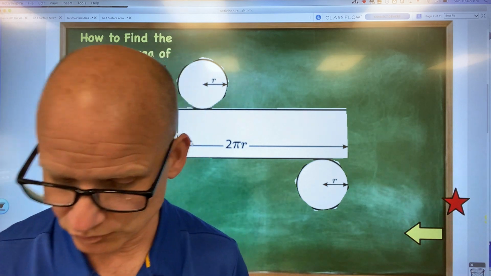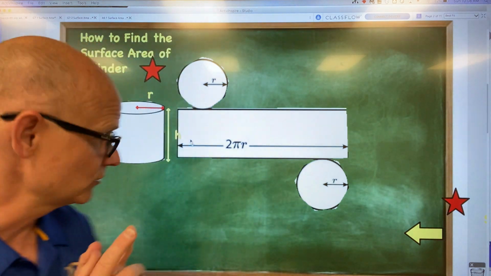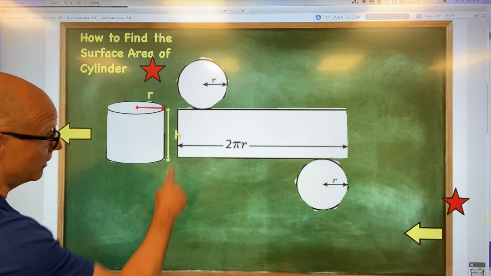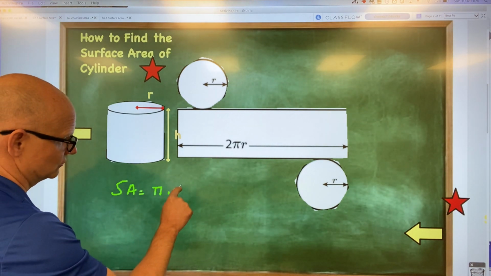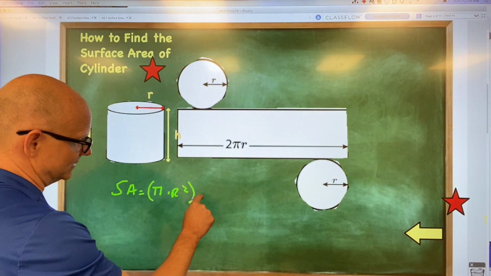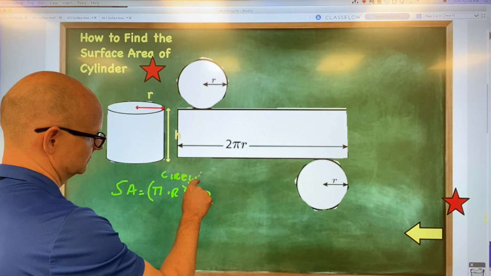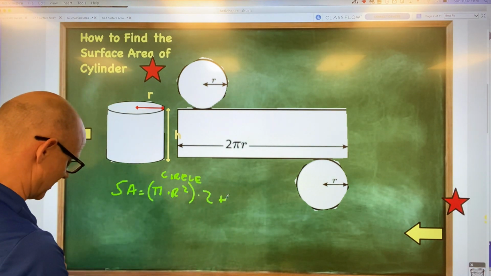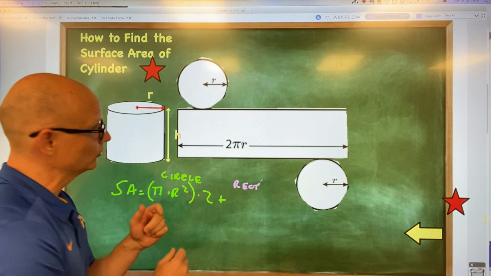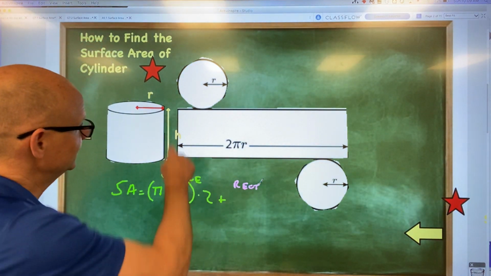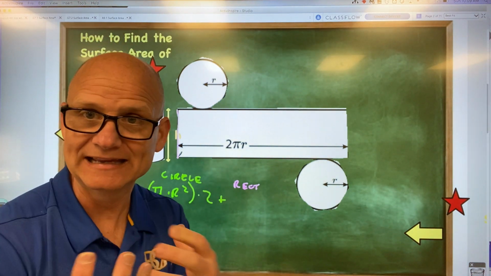So to find this total surface area, you just got to find the area of the 2 circles and then find the area of the rectangle, okay? So here, the surface area of the circles is pi times radius squared, but then you have to multiply by 2. That's the circle. Plus, we got to find the area of the rectangle. Okay? Well, the rectangle, you need the length by the width. Well, here is the width, which is also the height. So you're going to multiply the height.